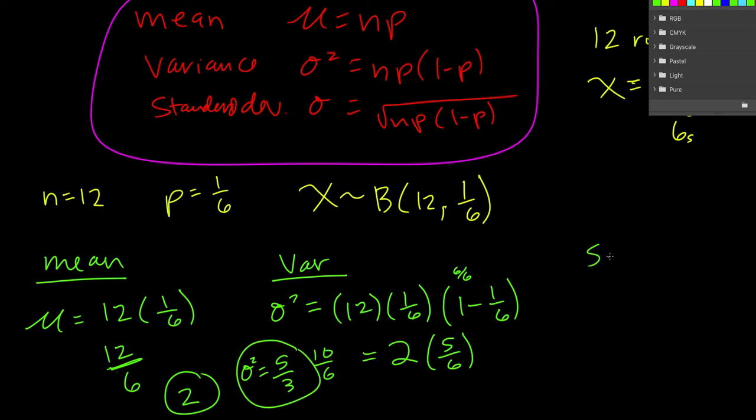And so if we find the standard deviation, we're just going to square root both sides. So it's the square root of 5/3.